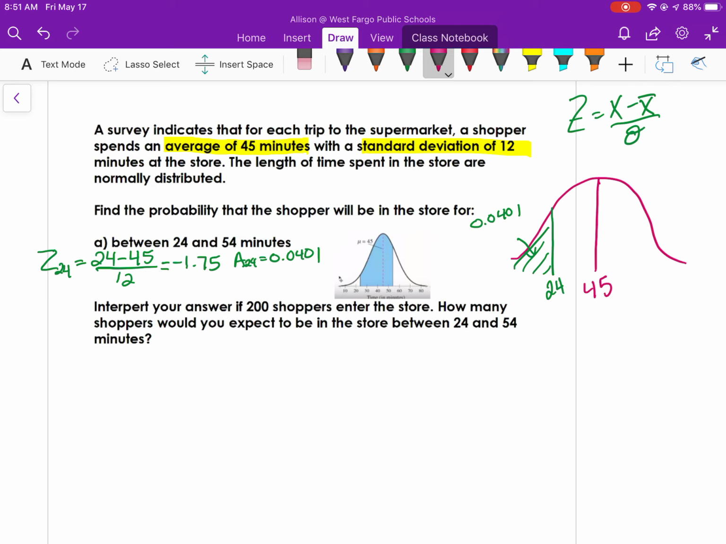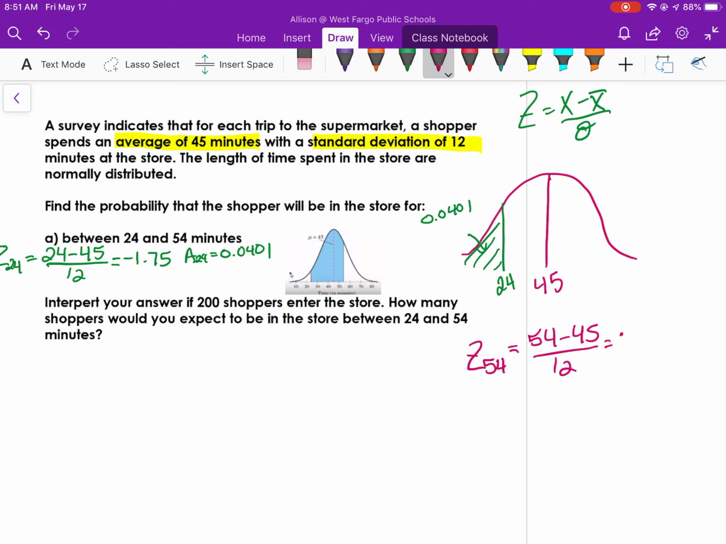Then I'll find the z-score for 54 minutes. I'm just going to do that over here. It'll be 54 minus 45 divided by 12. It'll be 9 over 12, so 0.75, which means that it is 0.75 standard deviations to the right of the average. So just about a full standard deviation. Then when I find my area for 54, that will give me how much is to the left, or what percent stay for 54 minutes or less.